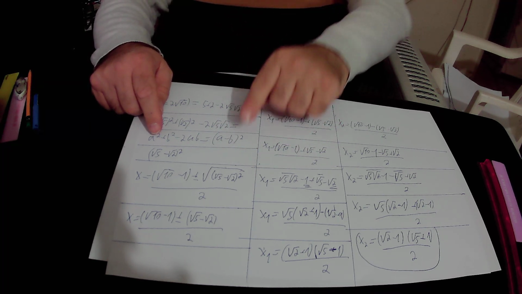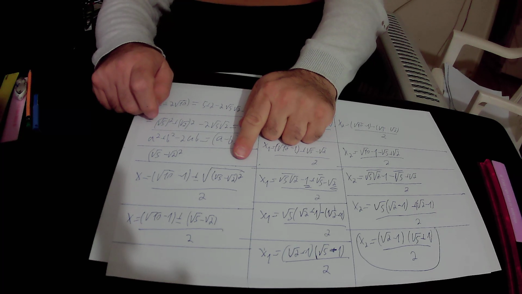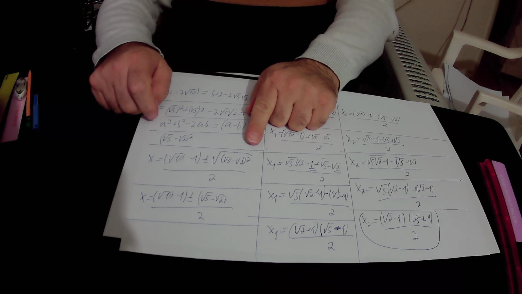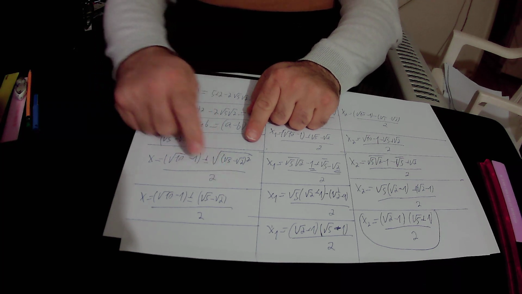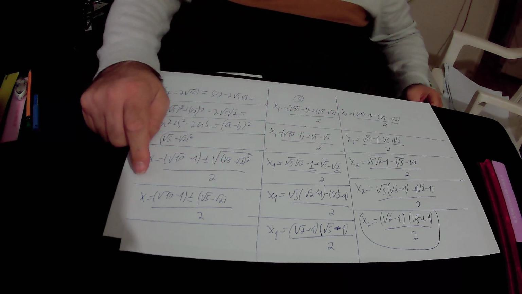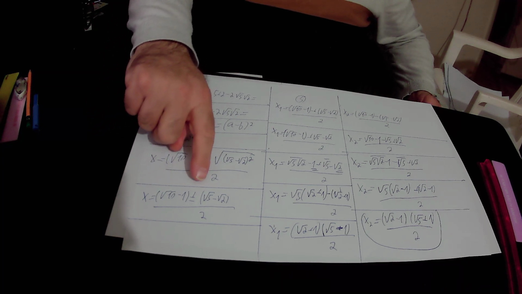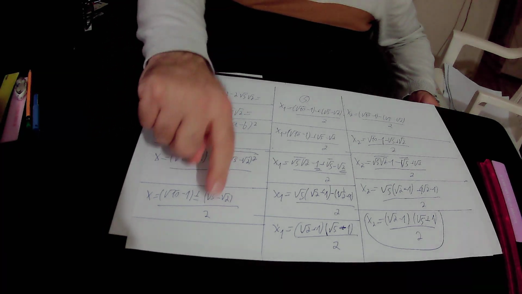And here we have root and square. The square cancels the root, and we are left only with square root of 5 minus square root of 2. So in conclusion, we found out that x equals square root of 10 minus 1 plus or minus square root of 5 minus square root of 2, over 2.